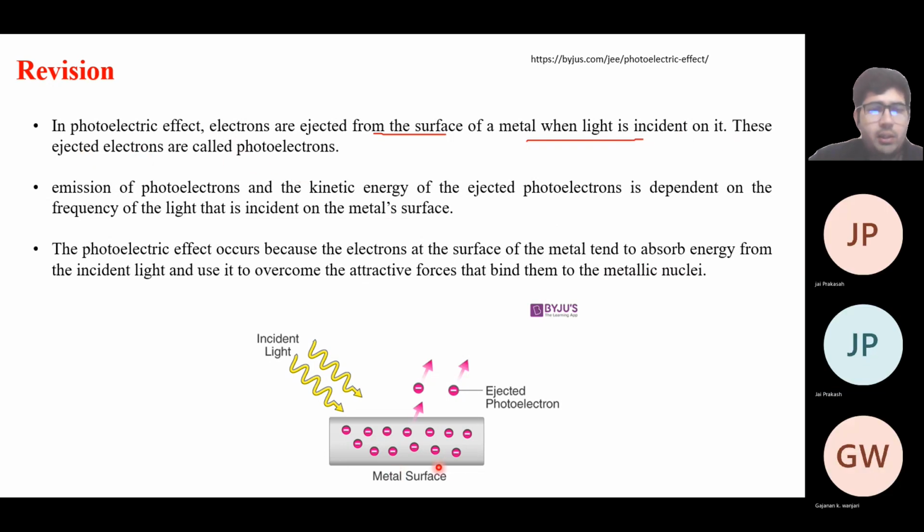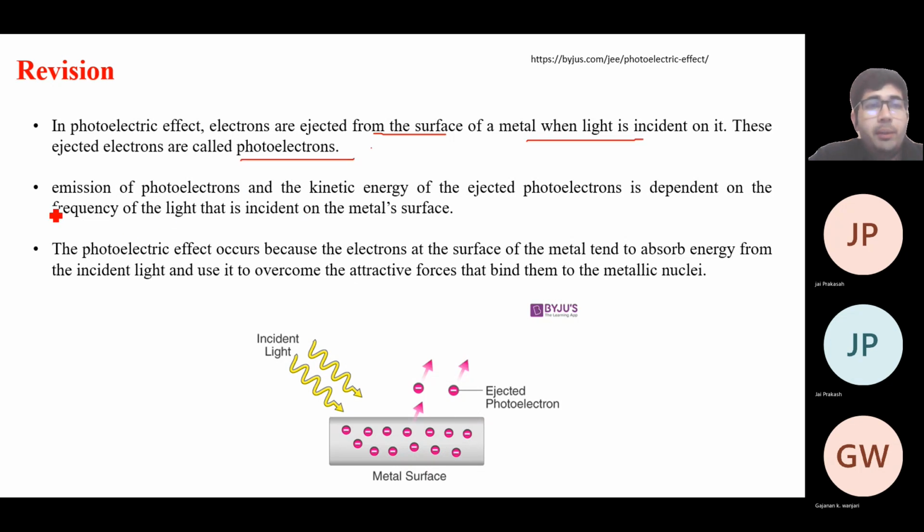So in this diagram you can see that this is a metal surface. The metal surface has some electrons, because metal has some electrons in its band. So when the incident light strikes the metal surface, it provides some energy to the metal, and electrons are ejected from the metal surface. Okay, so these ejected electrons are called photoelectrons.